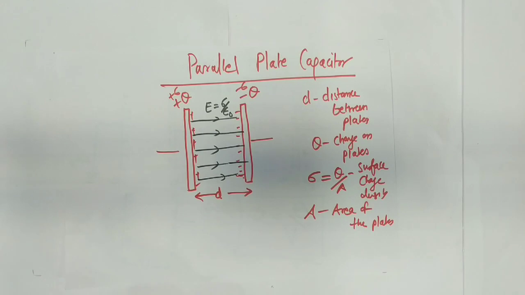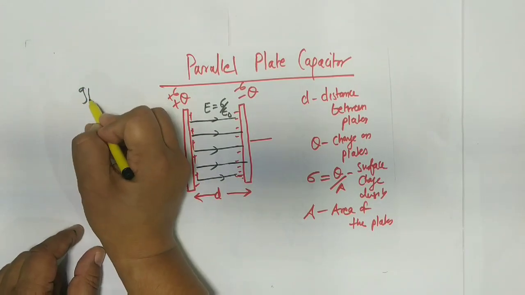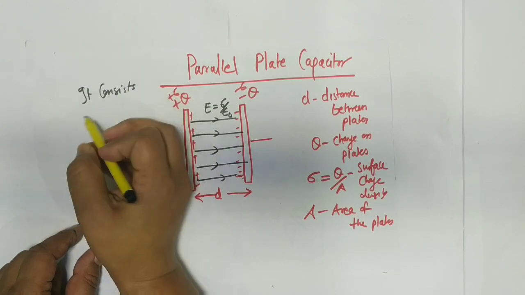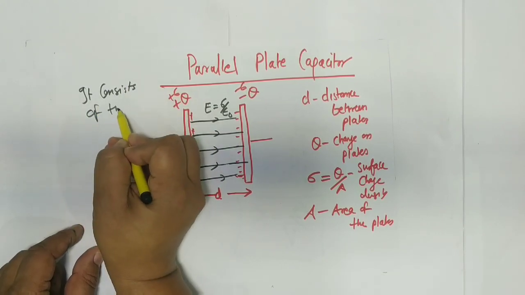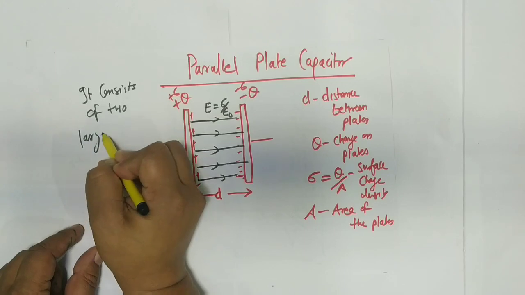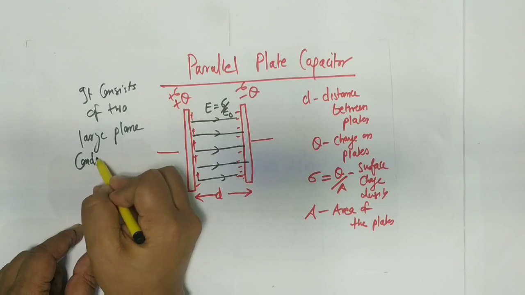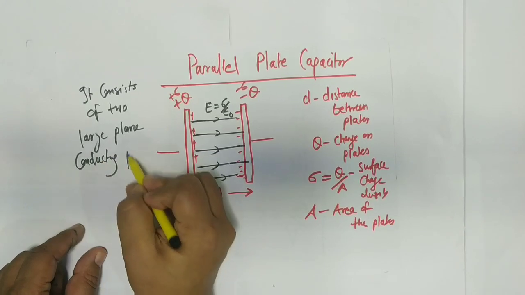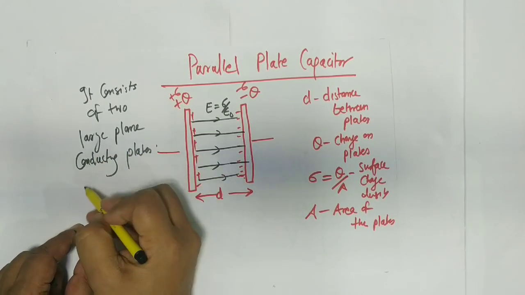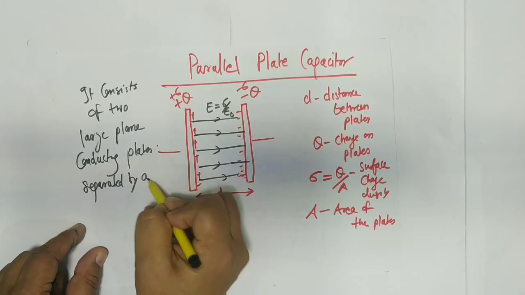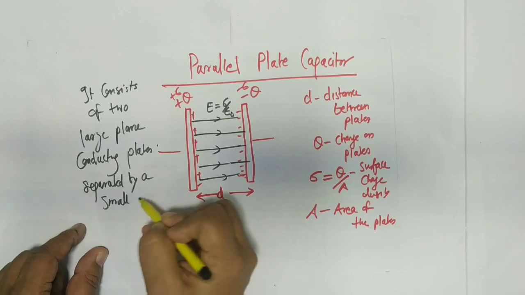A parallel plate capacitor consists of two large plane conducting plates separated by a small distance. So this is a parallel plate capacitor.